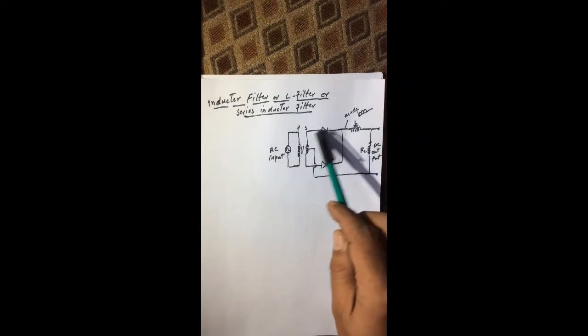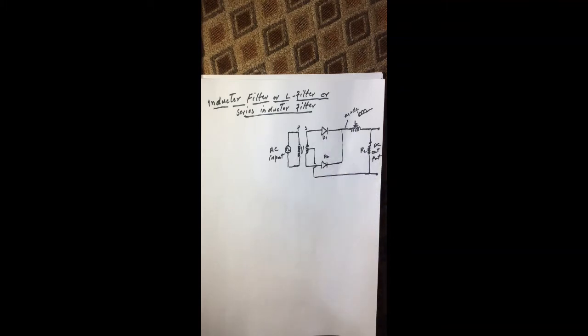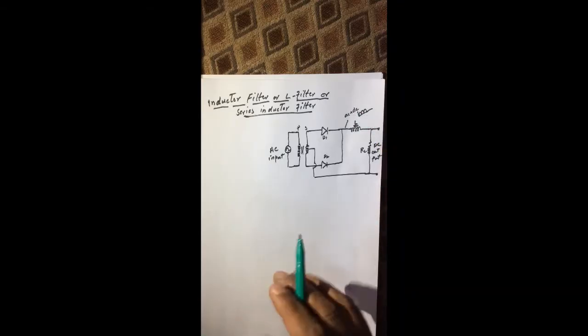Once this AC input passes through this full wave rectifier, in the output we have pulsating or ripple DC current, which is given here. Its shape is this one. This is the output of this rectifier. It contains both AC and DC components.